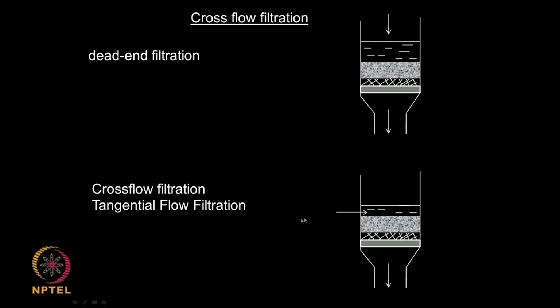Whereas in the cross flow, the slurry is flowing in this direction, okay, cross, it is flowing tangential to the filter medium. So, cake formation is very low. So, this type of accumulation of cake is less. So, this is much more advantageous, because the cake formation is very low, and so the liquid and the filtration is always much more when compared to the dead end type of filtration. Okay. So, these are the two types, one is the dead end, another is the cross flow filtration.